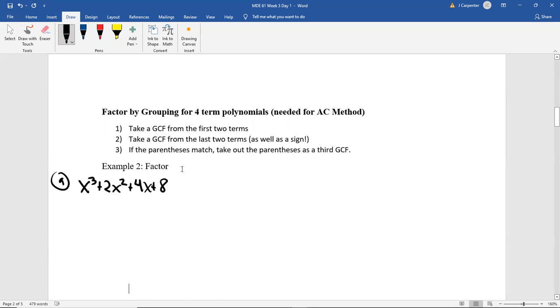Are there other factoring methods for 4-term polynomials? Absolutely. Are you going to need them in this course? No. They can actually get pretty crazy. We're not going to use them.